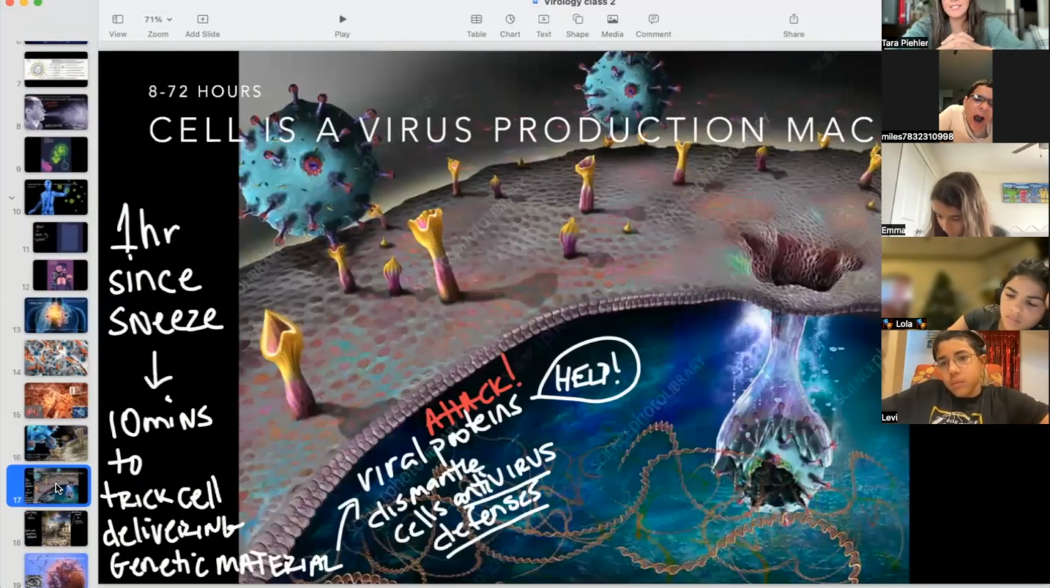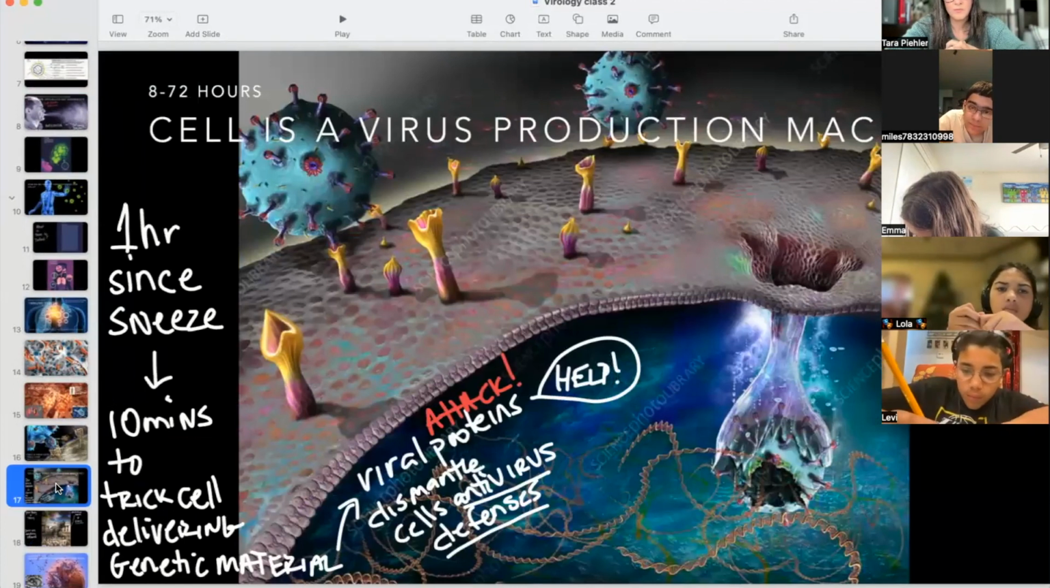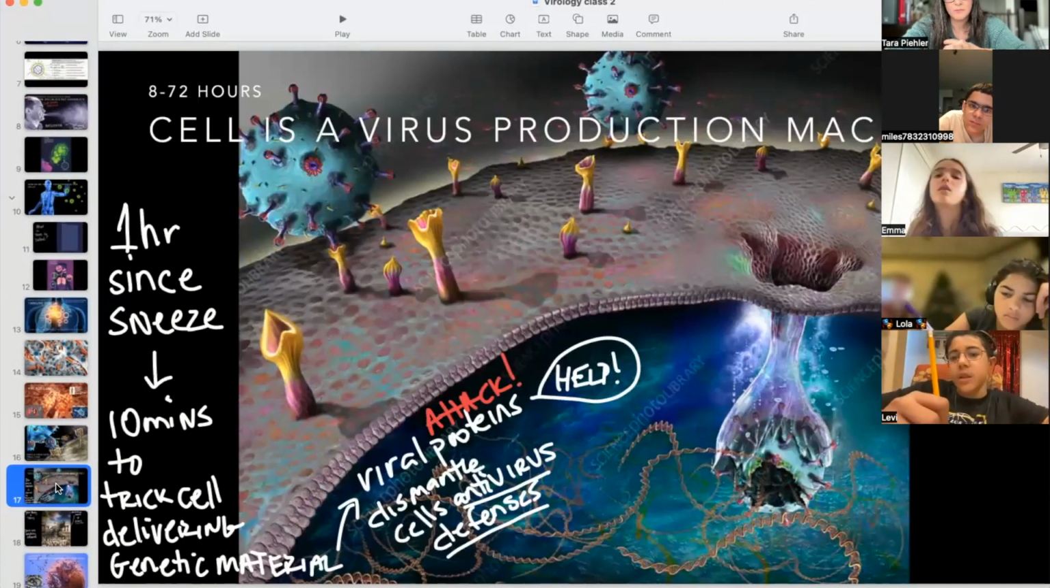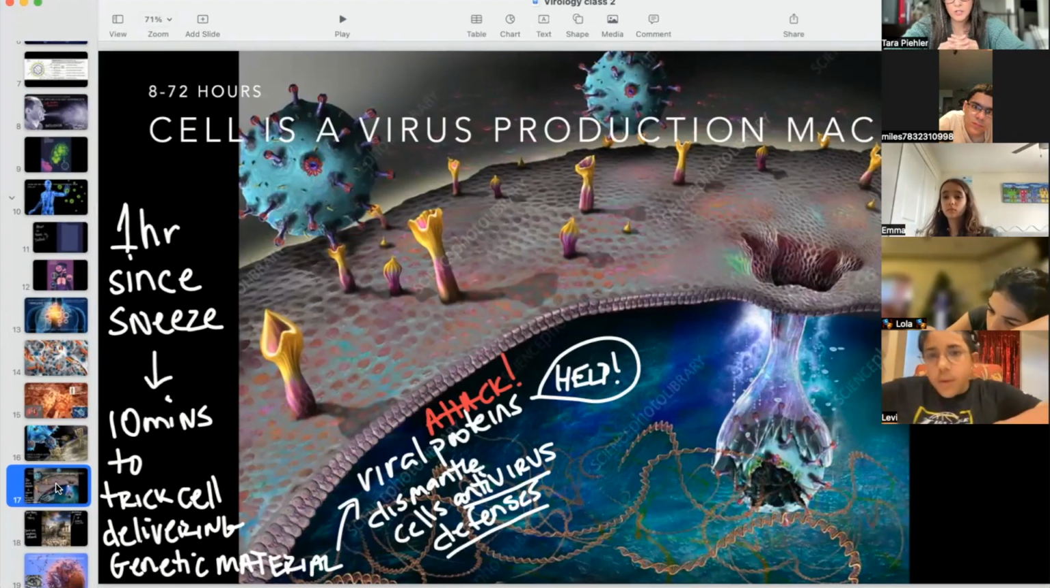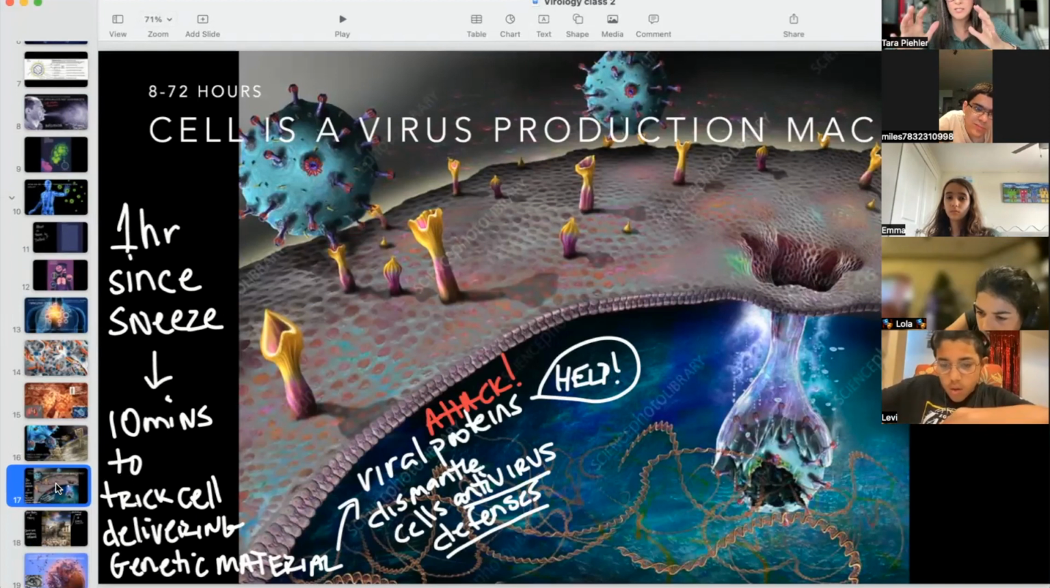So once it gets in, what happens, guys? It releases its genetic material into the cell, and it reproduces, and then it replicates the virus itself. All right. So we got sneezed on in the mall, and it took the virus 1 hour to beat all of our mucus and antibodies and everything and come down all the way to our cells. And once it met one of our epithelial cells, it took 10 minutes to trick that cell into delivering genetic material.